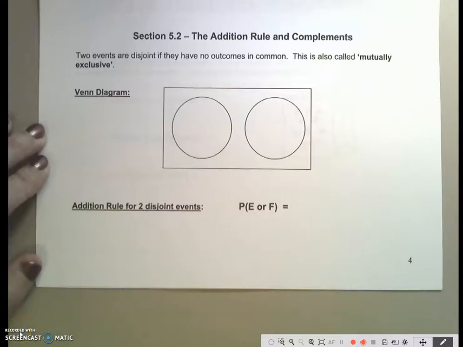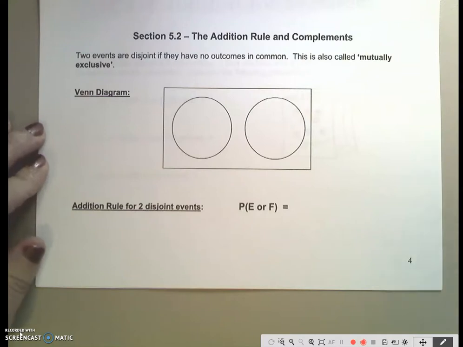Now that we've covered basic probabilities, we want to look at something that's just slightly more complicated, just a tiny bit. It's called the addition rule, and then we're going to talk about what complements are. So now we're going to be looking at more than one event happening.